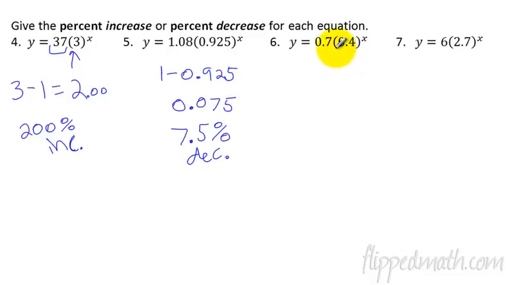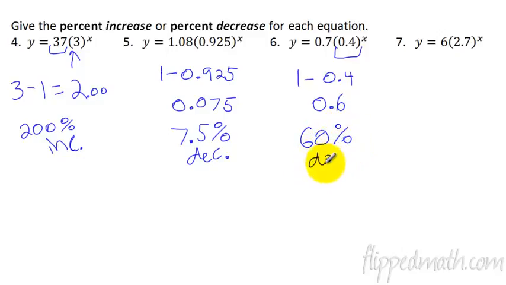All right, next one. Again, we're focusing on the B. We know this is a percent decrease because it's below the number 1. How far below the number 1 is this? I take the number 1, I subtract 0.4. That will give you 0.6. Move the decimal twice, and you get 60% decrease.